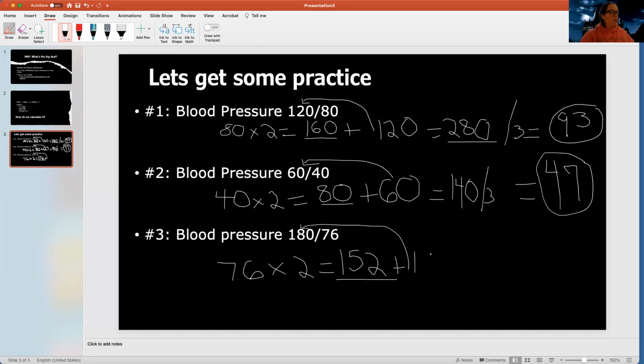So 76 times 2 is 152. And I'm going to add again that top number. So 152 plus 180. Sorry, my calculator's being crazy. 152 plus 180 equals 332. So I got 332 divided by 3. And that number is 110.66667. So that would equal a MAP of 111.